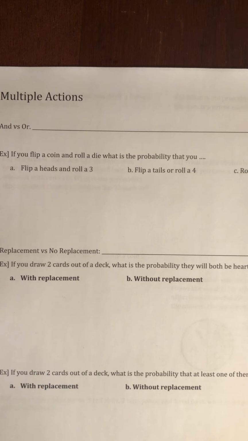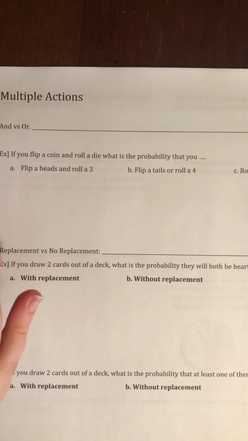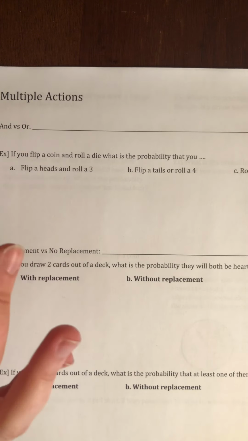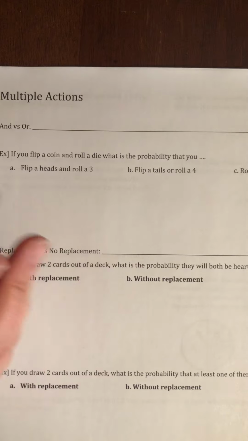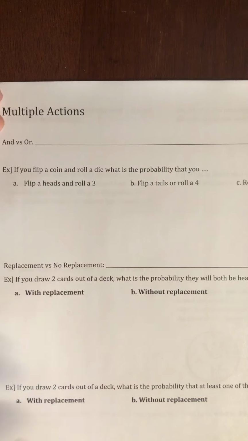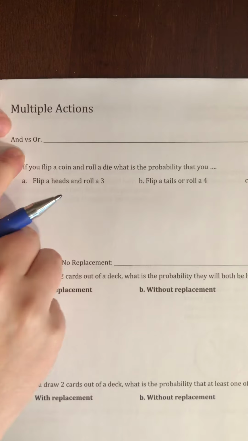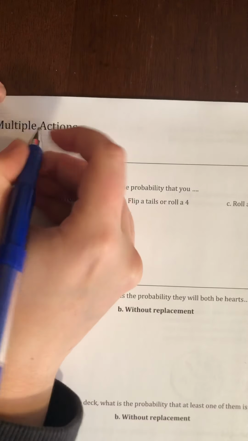So this next aspect of the chapter concerns multiple actions. It isn't always just flipping a coin or just drawing a card. Sometimes more things are happening at the same time, and you have to consider that. The use of language is very specific, like the use of and versus or.